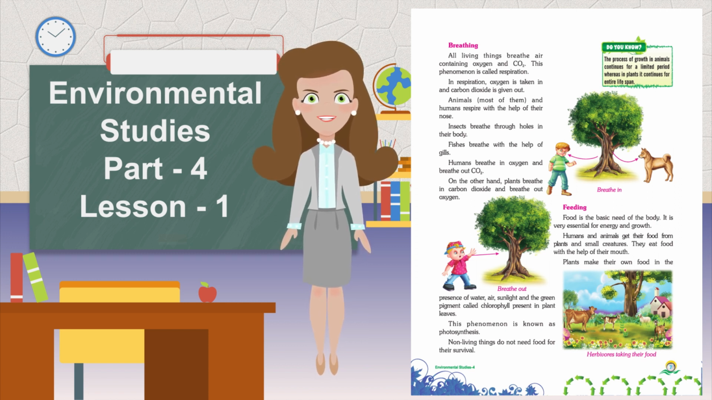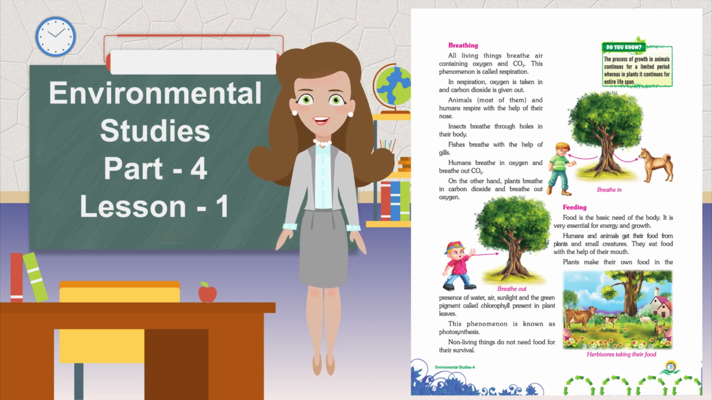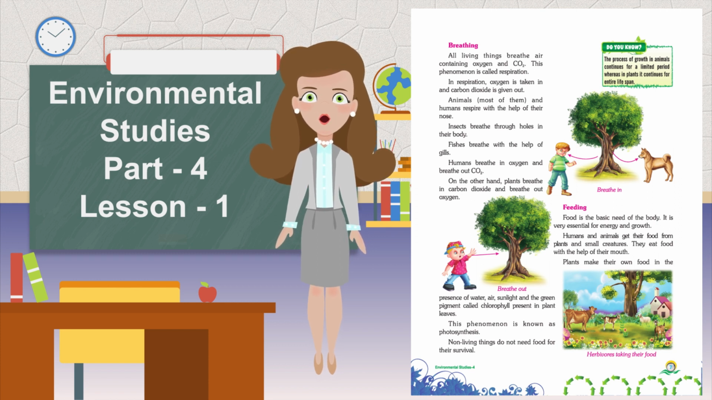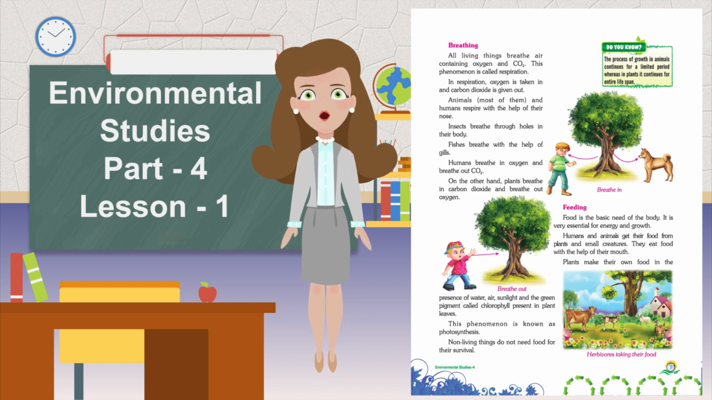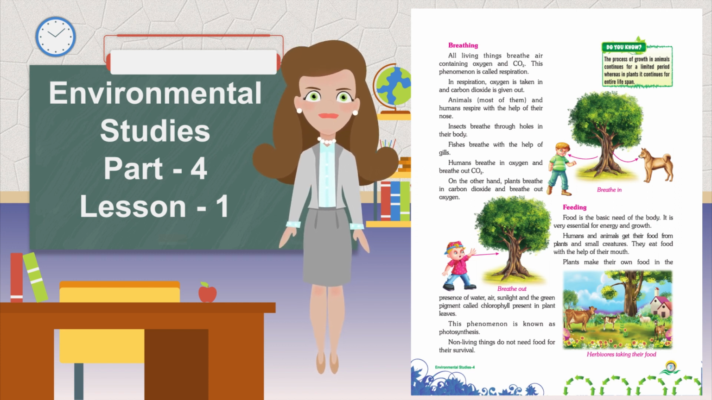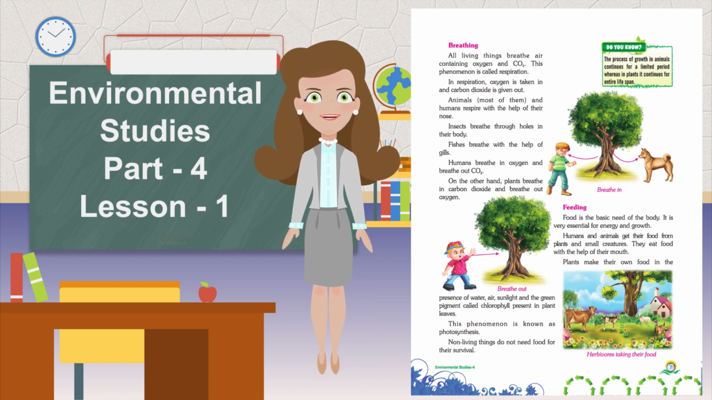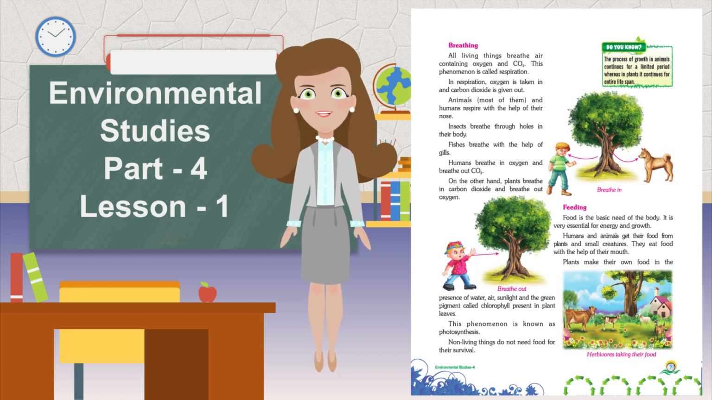Feeding. Food is the basic need of the body. It is very essential for energy and growth. Humans and animals get their food from plants and small creatures. They eat food with the help of their mouth. Plants make their own food in the presence of water, air, sunlight, and the green pigment called chlorophyll present in plant leaves. This phenomenon is known as photosynthesis. Non-living things do not need food for their survival.